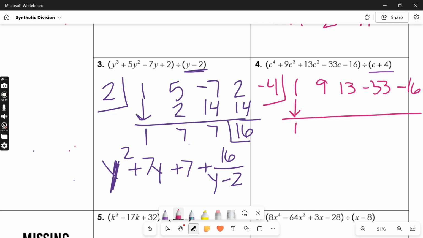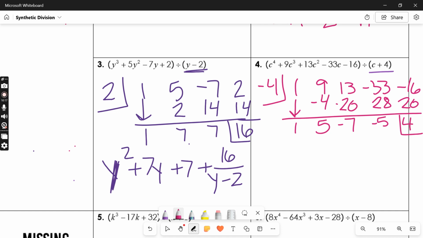I'm going to bring down the first number. Okay, negative 4 times 1 is negative 4. When I add those together, I get 5. Negative 4 times 5 is negative 20. When I add those together, I get negative 7. Negative 4 times negative 7 is 28. When I add those together, I get negative 5. Negative 4 times negative 5 is positive 20. And when I add those together, I get 4.